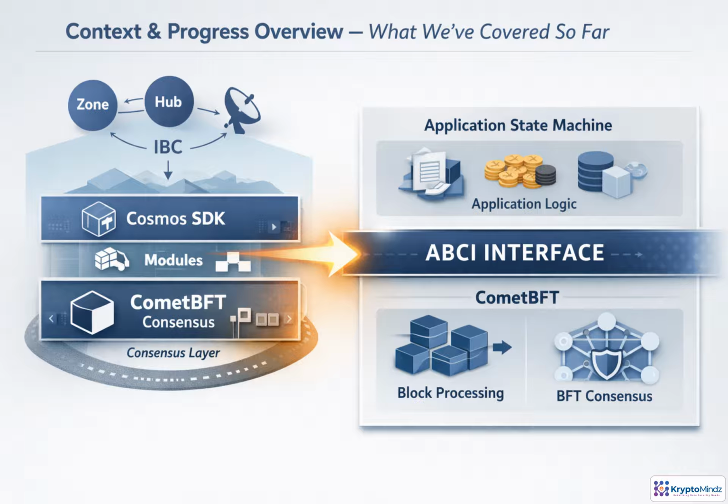We've already mapped the Cosmos stack: zones, hubs, the SDK, modules, IBC, and CometBFT. Now we'll zoom in on the key boundary between consensus and application logic, ABCI. Understanding this contract prepares us to build and run a real chain next.